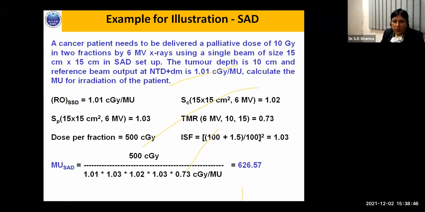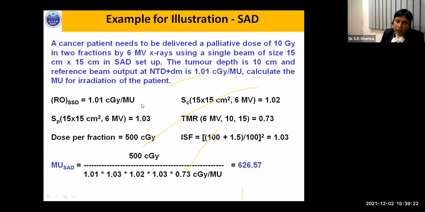Now let us elaborate this case by having the same example, making a small change that now this patient needs to be treated by SAD setup in place of SSD setup. So here we know the reference output for SSD setup, the scatter factors are known to us, the TMR value, this is just an arbitrary number I have taken, dose per fraction is also known, and the inverse square factor I need to know. So you know that in case of reference output for SSD setup, output is known at NTD plus TM.